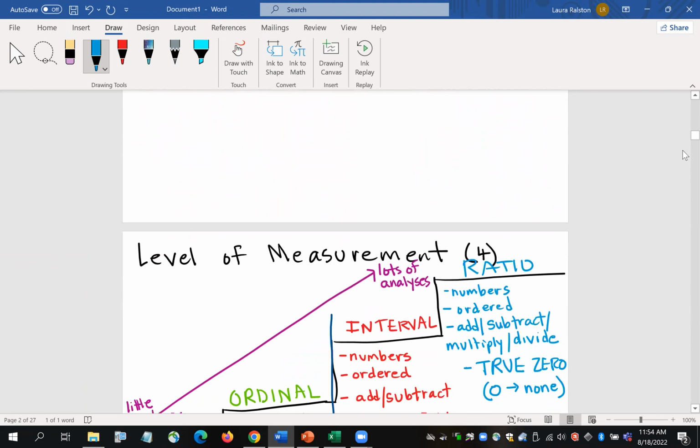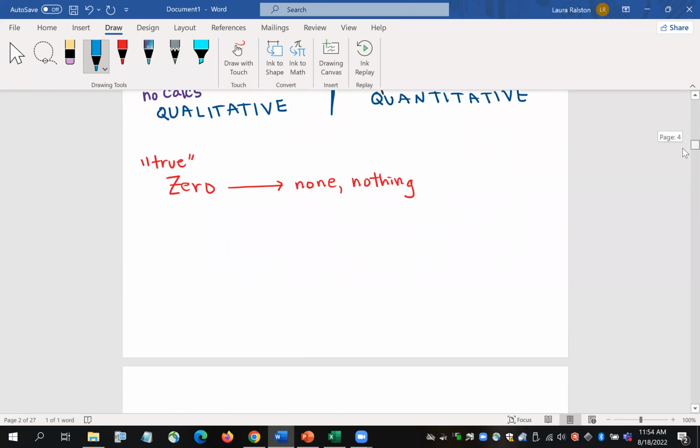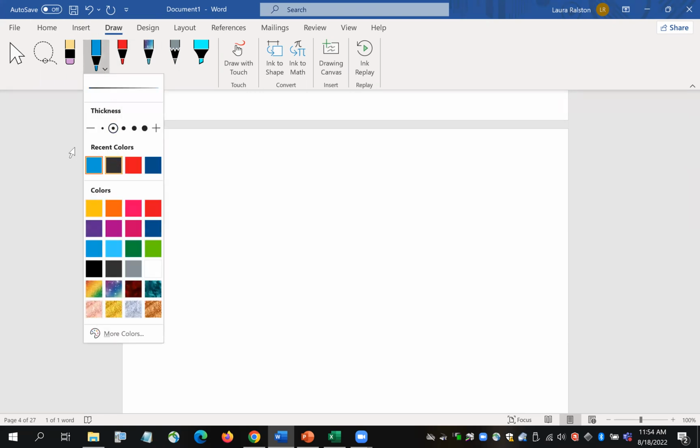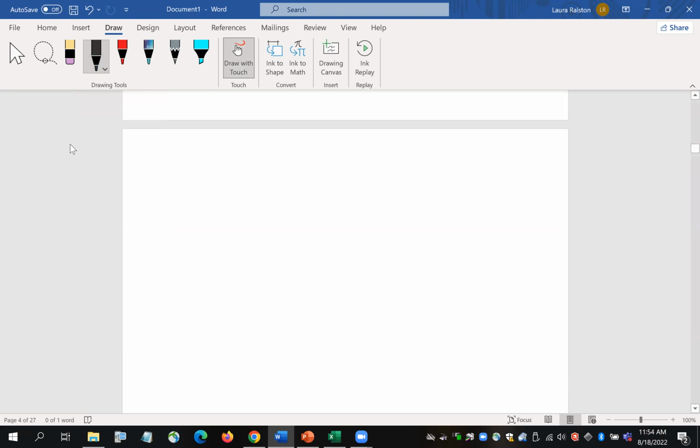When we think about the different types of graphs, and again, we're not going to look at an extensive list, there are certain types of graphs that you can create for qualitative data, and certain types that you can create for quantitative data. So I want to give you a list. I'm not sure if this is on any of the PowerPoints in the course at this point, so you may want to make note of it.